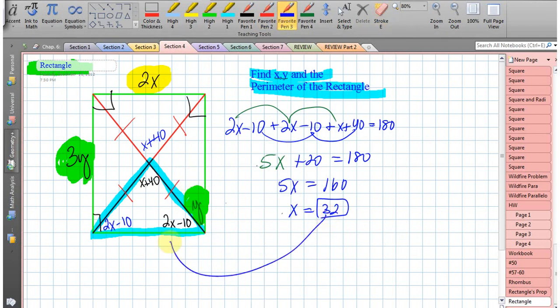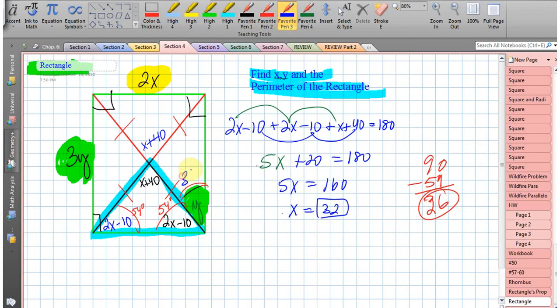So what do we want to do? We want to take our 32 and plug it in to find that angle down in here. And what do we see? Well, 2 times 32 is 64. 64 minus 10 is 54. So this angle right here is 54 degrees. And now we should know what y is, because 90 minus 54 is what? 70, no, that is 36. That is 36 degrees.